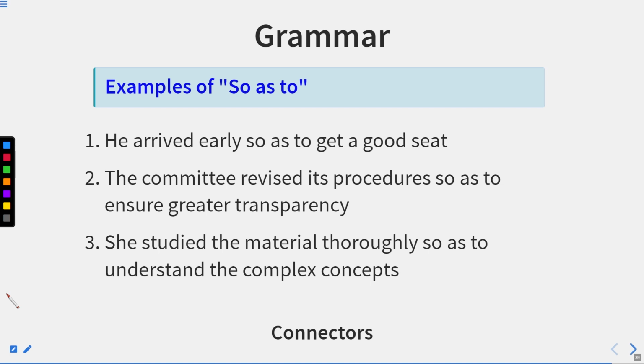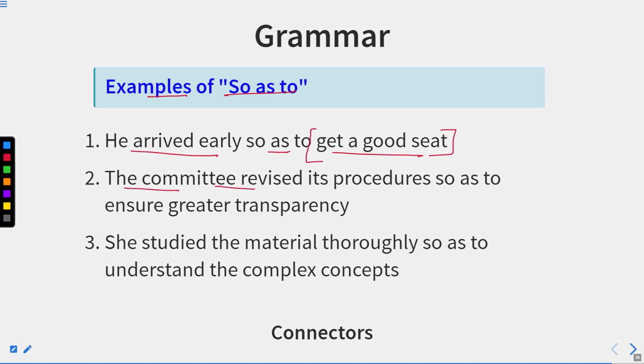Examples of so as to. So here we are going to discuss some examples of so as to. The first one is: he arrived early so as to get a good seat. So what was his reason? What was his purpose? So the purpose was to get a good seat.